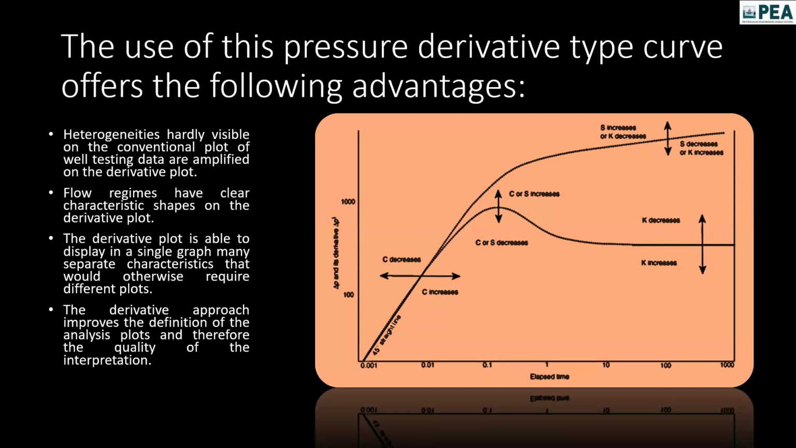So the use of this pressure derivative type curve offers the following advantages. When you see this curve, you have two things on the y-axis: delta P and derivative P. Delta P is the shut-in pressure. Derivative P is the pressure derivative term, which has been defined through a formula.